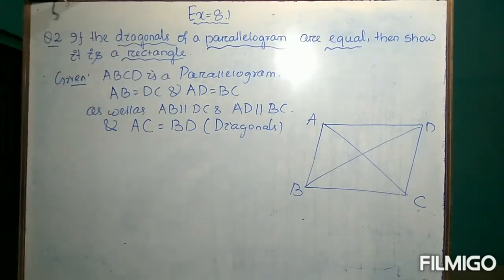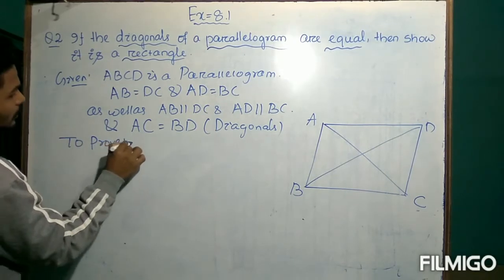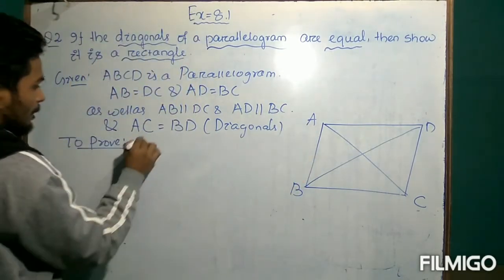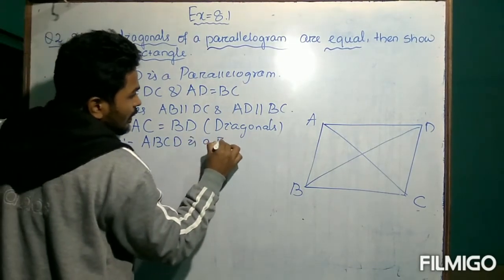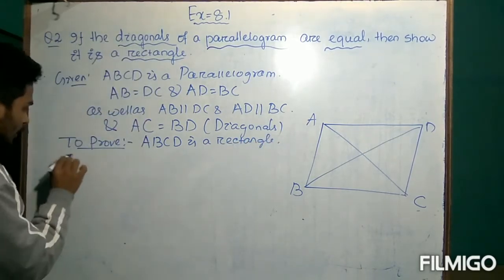Understood? So what do we have to prove? We have to prove ABCD is a rectangle. ABCD is a rectangle. So let us prove.